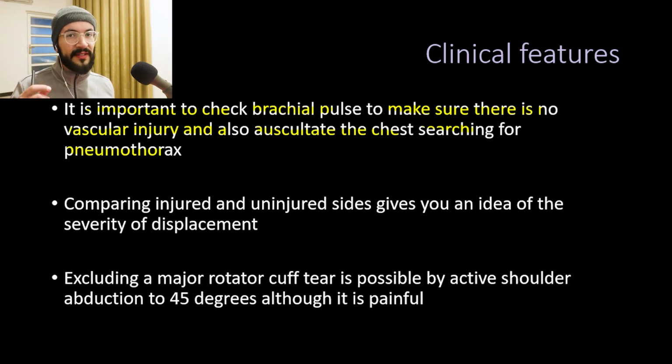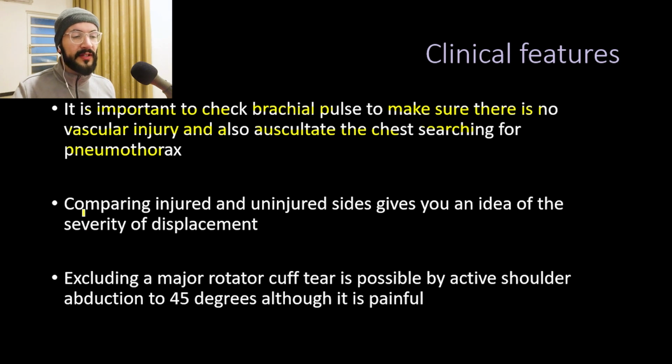That is because this fragment might go ahead and injure the subclavian artery, leading to vascular injury, so that's why you will check the brachial pulse, and also you will auscultate the chest looking for a pneumothorax that resulted from the fragment of the clavicle piercing the pleural space.